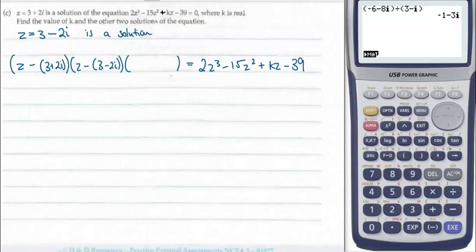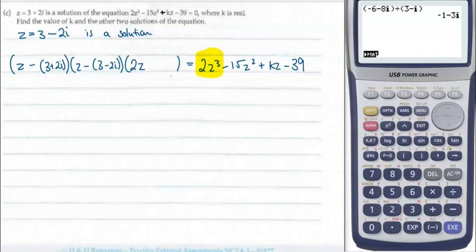Okay, now, first of all, taking a look at the front term there so that we can figure out what goes in the front of this factor bracket. So to get that, we would do this z times the front of that factor, and it has to make 2z cubed, which means that this must be 2z.